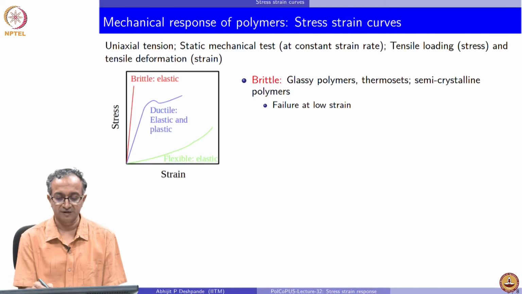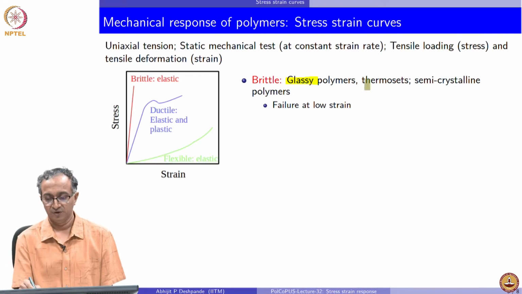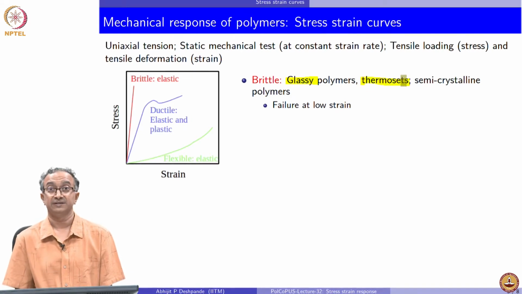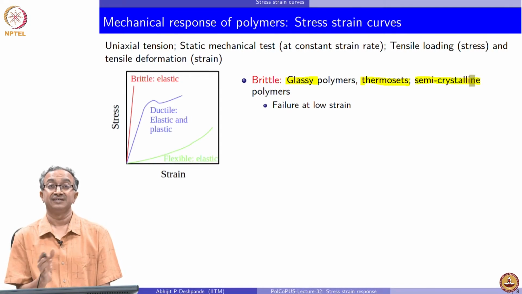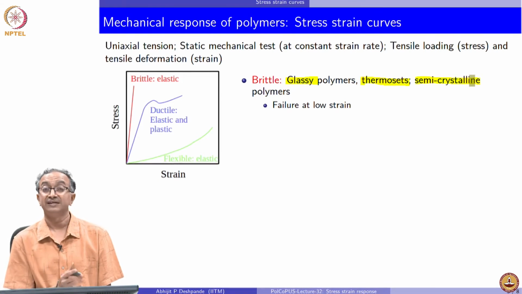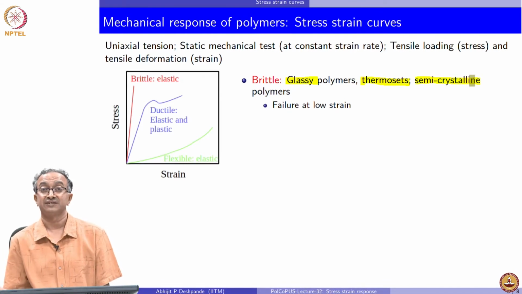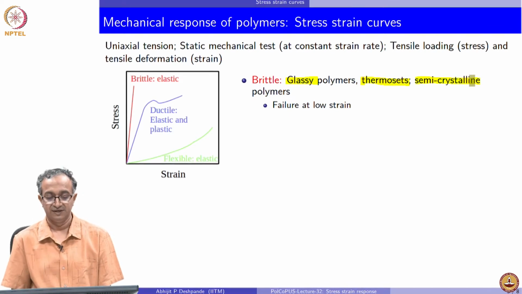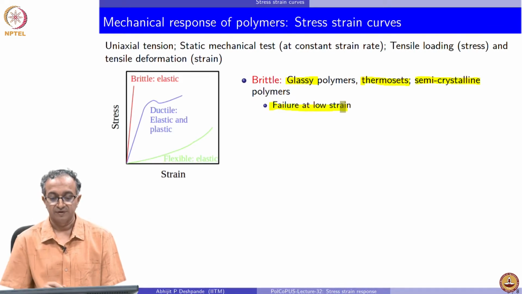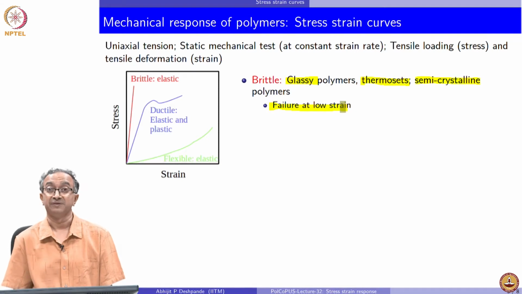So, for example, brittle response is generally observed for glassy polymers, also polymers which are thermosets, and it could also be observed for semicrystalline polymers. So, you can see that these are a slightly different set of polymers. One has crystalline and ordered region, and another one has none, but both of them may present this. And the question is, why does this happen?